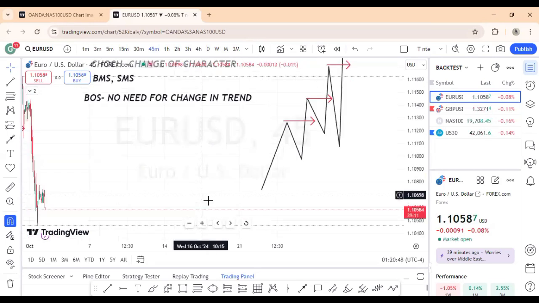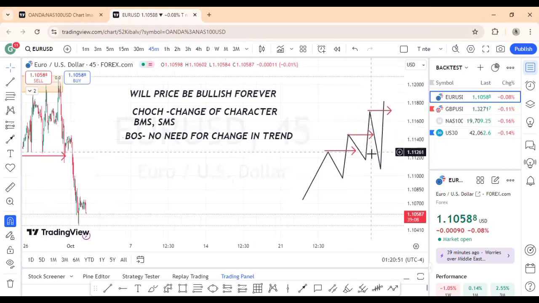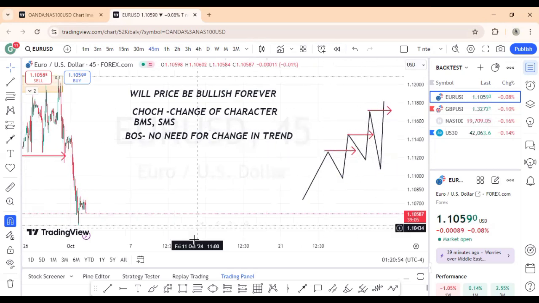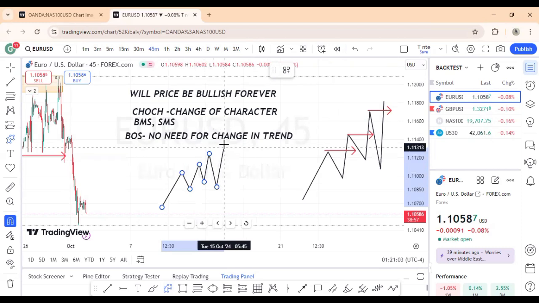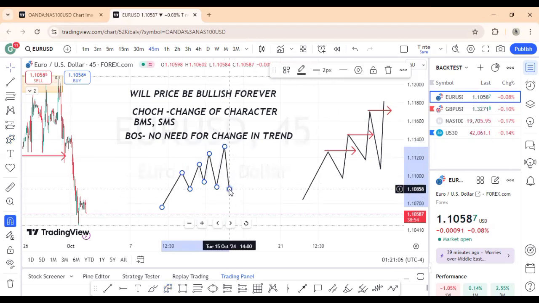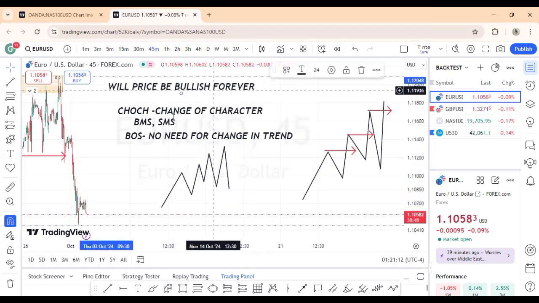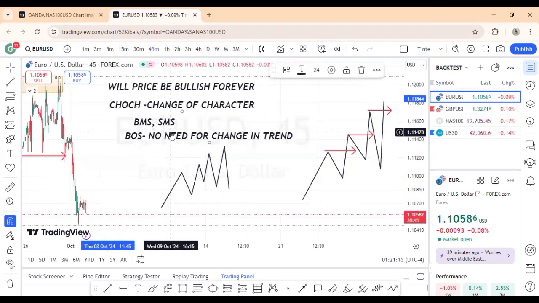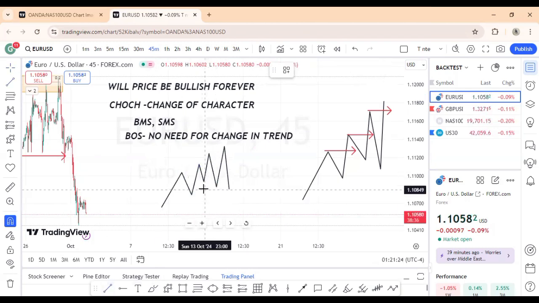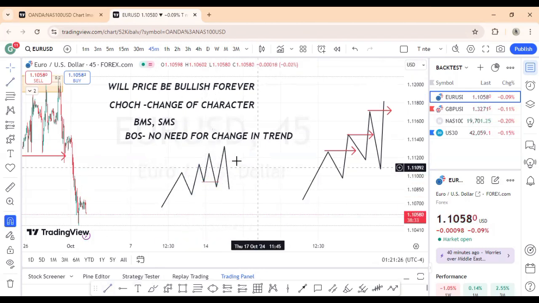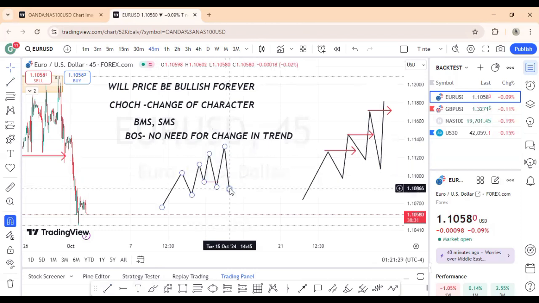But in the case of change of character, that is when the market changes from being bullish to bearish. If we're in a bullish market now, and then we make a protected low here, and then price comes and closes below this, notice this. This is a change of character. What do I mean? Pay attention. Remember what I told you earlier, that a protected low is a low that takes liquidity and makes a new high. So whenever price closes below a protected low, we refer to that scenario as a change of character.